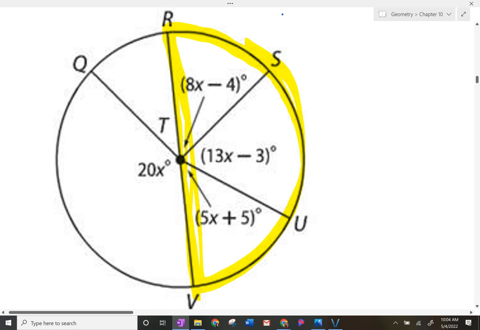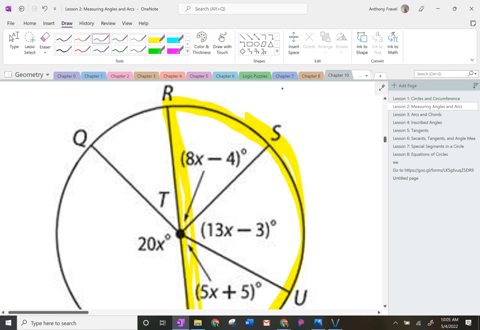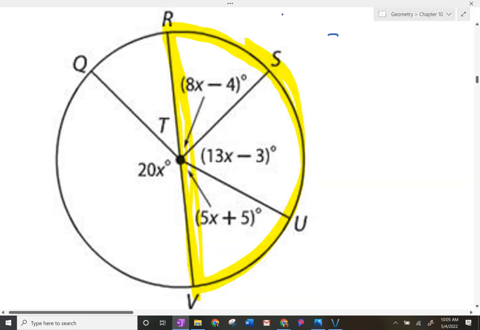Perfect. Yeah, we're going to take 360 degrees divided by 2. Let me get my different pen out here. I'm going to take 360 divided by 2. That tells me that half of a circle is going to be 180 degrees.